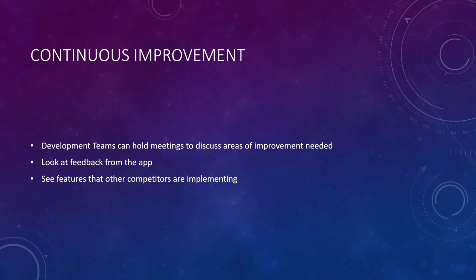Continuous improvement. Development teams can hold bi-weekly and monthly meetings to discuss areas of improvement for different departments and come up with a strategy on how to improve their work. Another method of continuous improvement would be to look at the customer's feedback from the app and, based on that, what they need to improve for the app and try to implement the most requested features. Lastly, by seeing what other competitors are implementing and gauging how successful it is, this will allow the team to implement similar successful features.